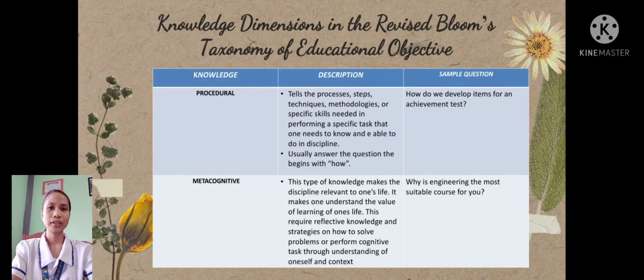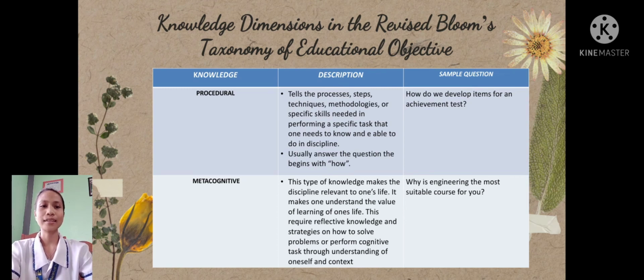The third knowledge dimension is procedural. Procedural tells the processes, steps, techniques, methodologies, and specific skills needed in performing a specific task that one needs to know to be able to do in a discipline. Usually, it answers questions that begin with how. For example, how do we develop items for an achievement test?